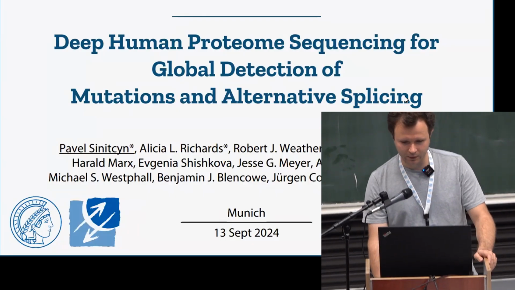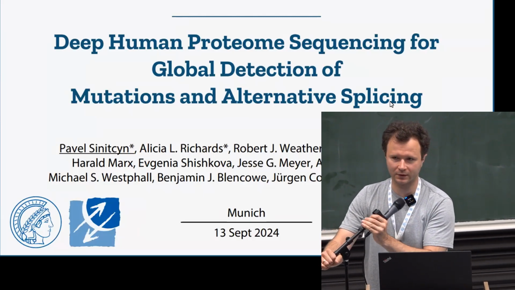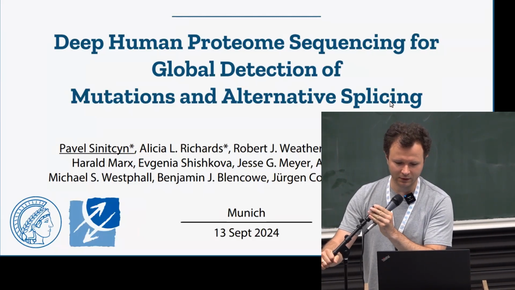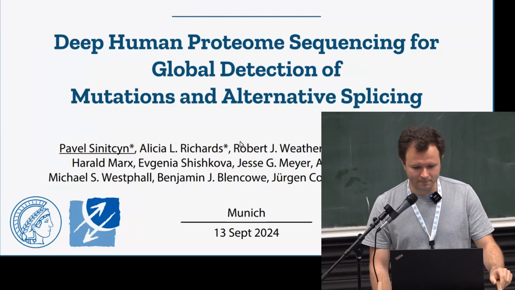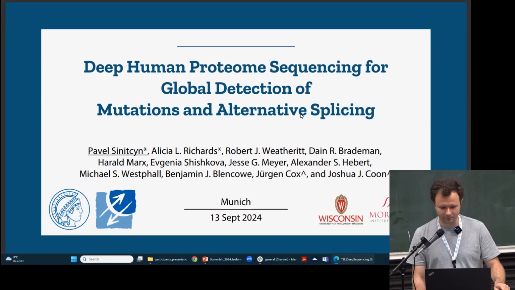Okay, great. So that's going to be a continuation of Helen's talk. Basically, I just described our journey. This was a multi-year, multi-continent journey during my PhD, and the later revision was during my postdoctoral research. So that's deep human proteome sequencing for global detection of mutation and alternative splicing. Although, as you see, we also detected mutations, today I will mostly focus on alternative splicing discussion.